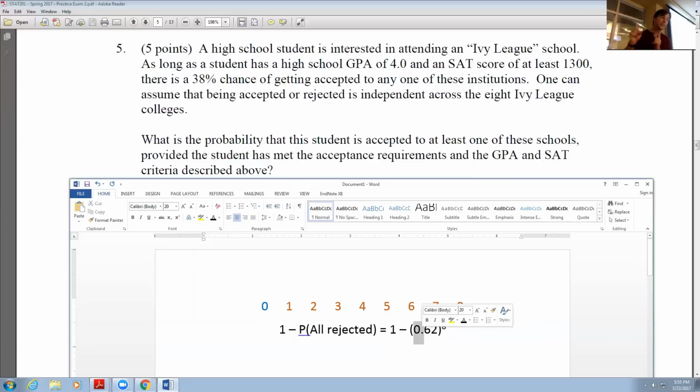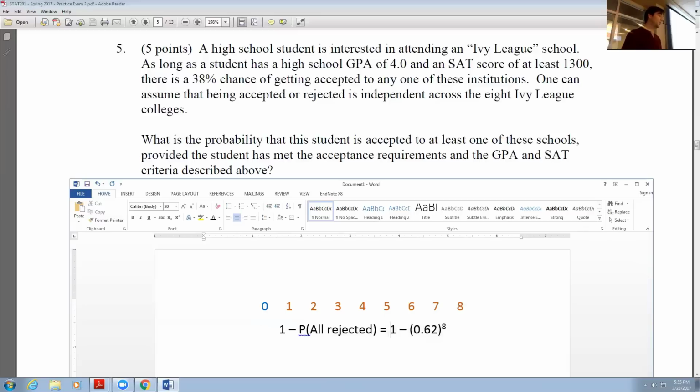And when you get your answer, read it to yourself this way. 1 is everything. Minus is but. This is the probability of getting rejected. Everything but all 8 schools rejecting me. Can you read it that way? Let's read it again. Everything but all 8 schools rejecting me.